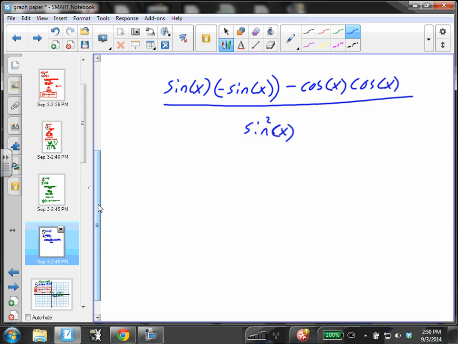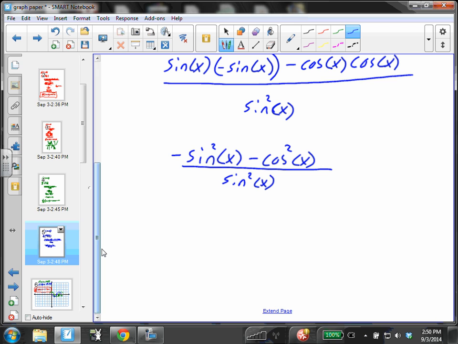So sine times negative sine, so that makes negative sine squared, right? And then we have negative cosine times cosine, so that's going to make negative cosine squared, all over sine squared. Now, whenever we did tangent, remember we had sine squared plus cosine squared was 1. So now, if we have negative sine squared minus cosine squared, what do you think that is? Negative 1. That's exactly right. Since they're both negatives, right?